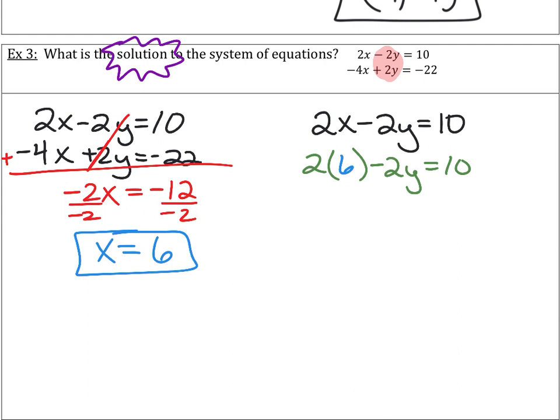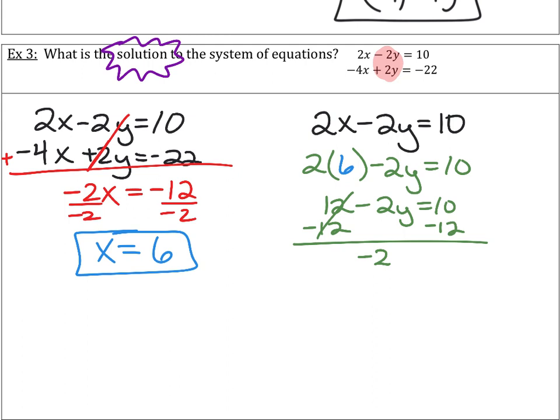2 times 6, that's 12. 12 minus 2y equal to 10. We're going to subtract 12 on both sides, using inverse operations to get that 2y by itself. That would end up being negative 2. Divide by the coefficient of y, and y is equal to 1.